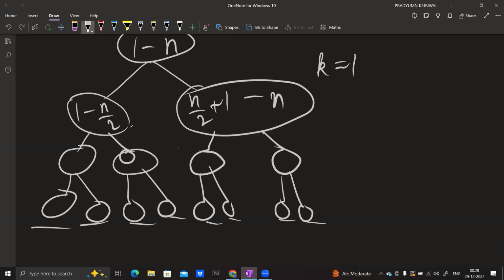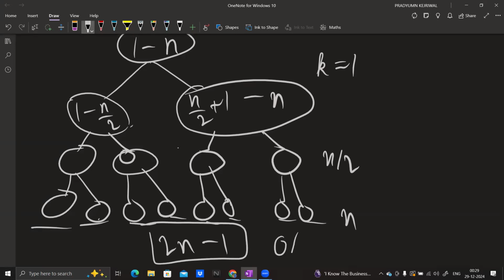So how many nodes are there? How many states are there? These are n states. These are n by 2 states. Basically this whole tree has approximately 2n states, I mean 2n minus 1 maybe. This has n, this has n by 2 and so on. So it's approximately 2n minus 1 states, so it is O(n). If you want to calculate recursively, it would be O(n), right? So what can we do about this?